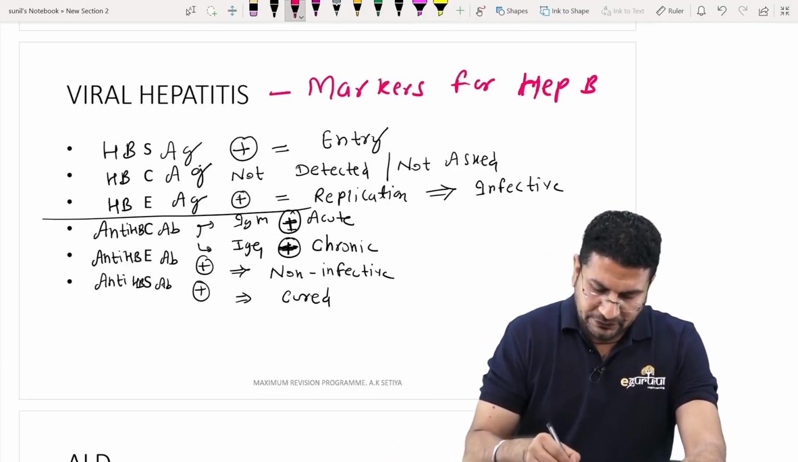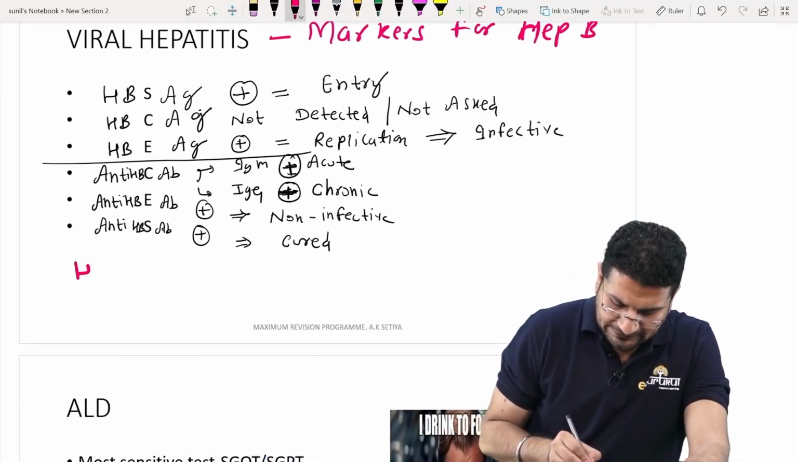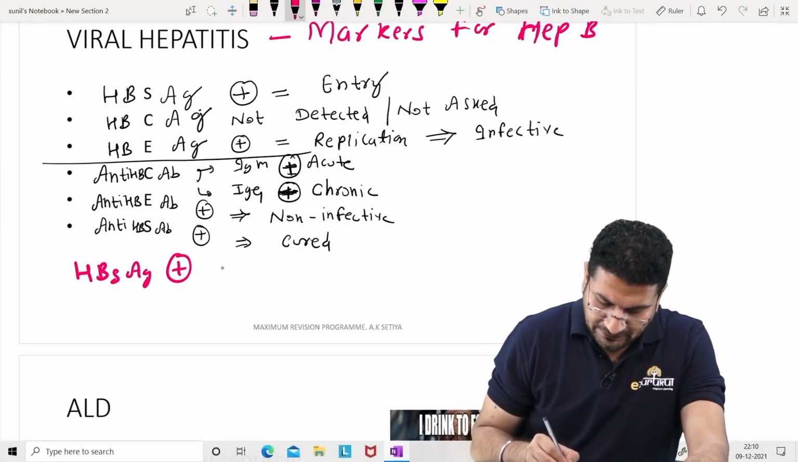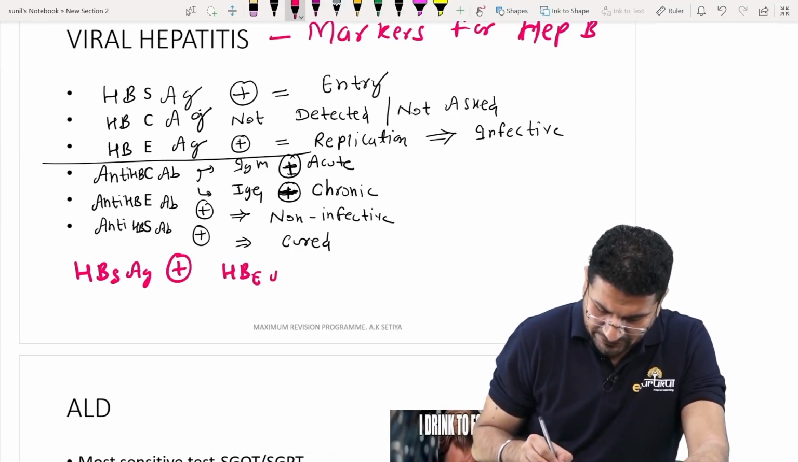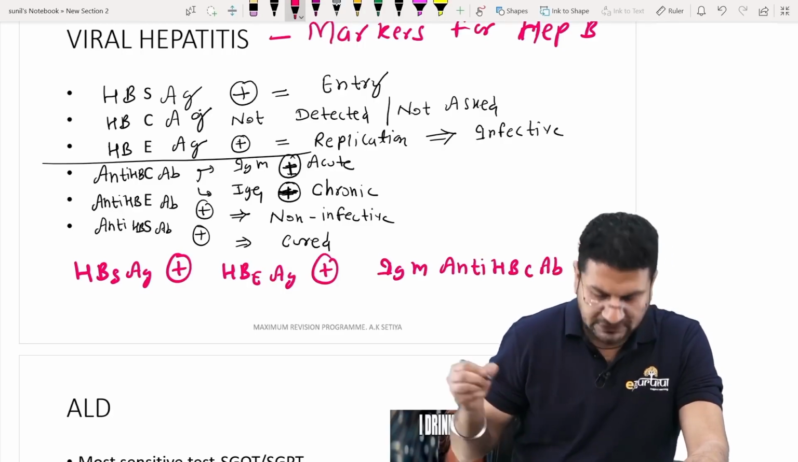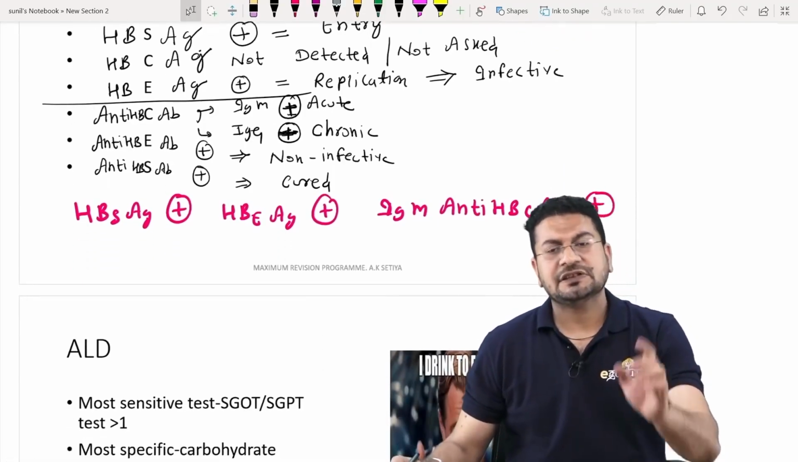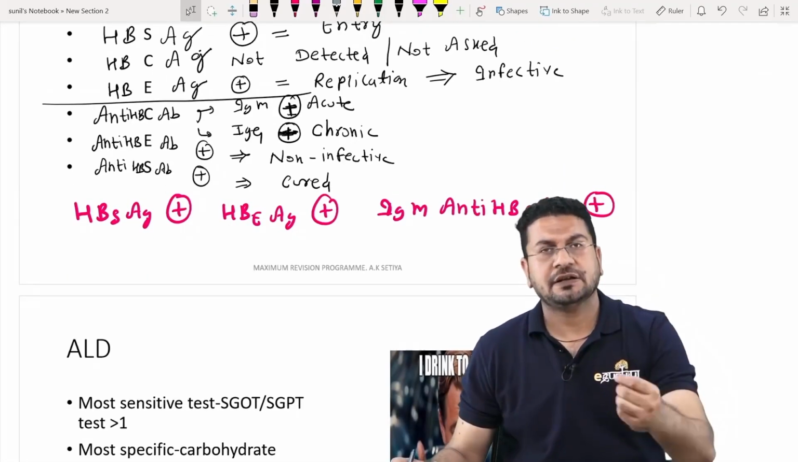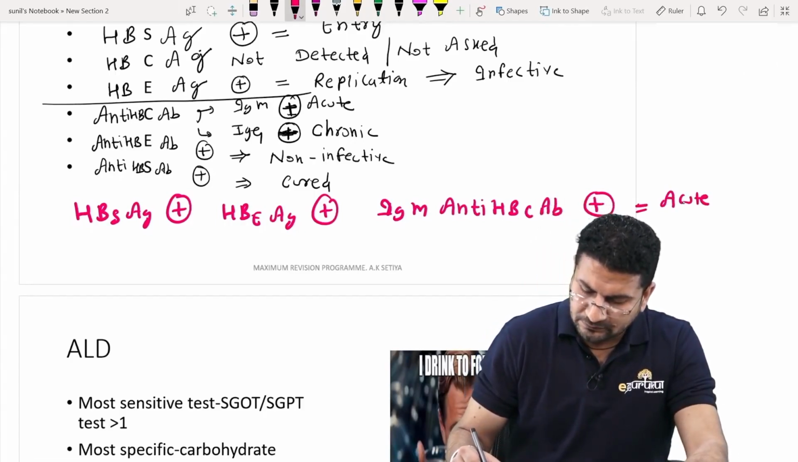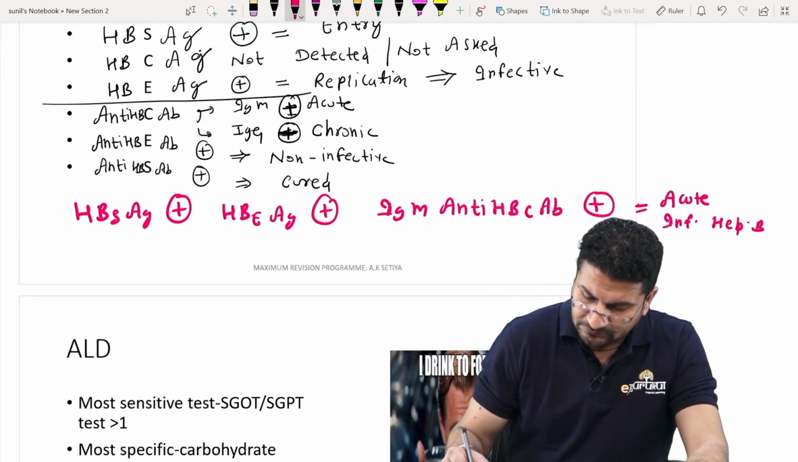So I'll give you few scenarios, so understand this. If I say the MCQ that they ask in exam is hepatitis B surface antigen positive, HBe antigen positive, and IgM anti-HBc antibody positive. So see, hepatitis B surface antigen positive means it's a marker of entry. HBe means infective. IgM means acute. So this is your acute infective hepatitis B.